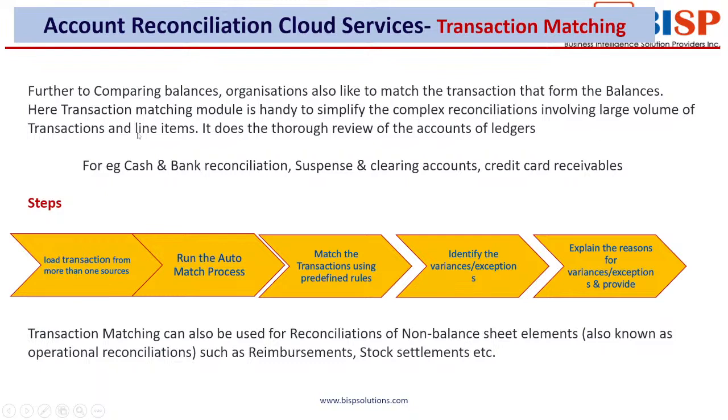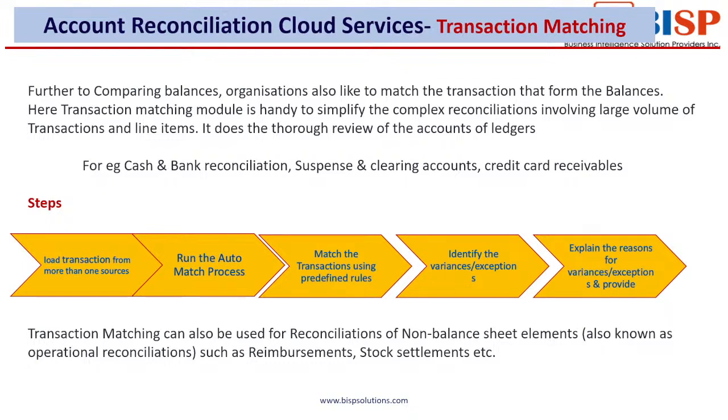So the transaction matching module is handy to simplify complex reconciliation having a large volume of transactions and line items. Similarly, to arrive at a balance, we may have a very large number of transactions and line items. The reconciliation of these line items is done in transaction matching. It does a thorough review of the accounts of the ledger. So naturally, when it does the analysis of each and every transaction and line item, a thorough review is done of a particular ledger or the sub ledgers.